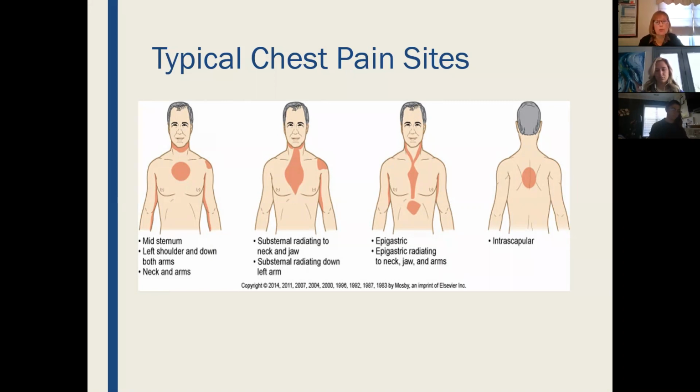Okay, so here's just some typical pain sites. Can be, this guy, see here, has it on the inside of the arm, like up in the armpit. It can be anything. We don't poo-poo anything until we get some troponins and we do an EKG. And then we don't poo-poo anything. We don't say, okay, it's not an MI until we have proof.